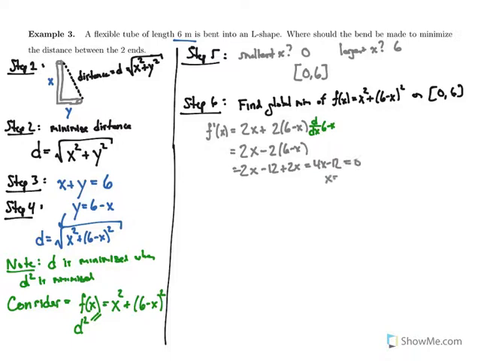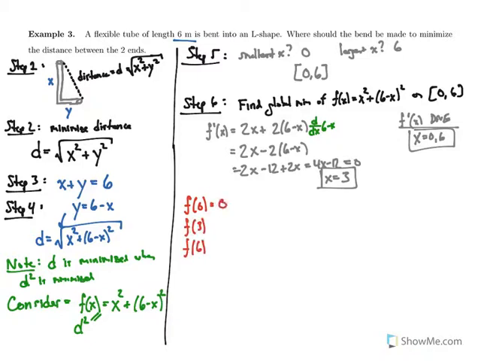That is 2x minus 12 plus 2x, or 4x minus 12. Set this equal to 0, we get x is equal to 3, which may not be very surprising if you thought about this problem beforehand. When does the derivative not exist? At 0 and 6. So those are going to be critical points. Plug everything into the function, f of 0, f of 3, f of 6. F of 0 is going to give us 6 squared.